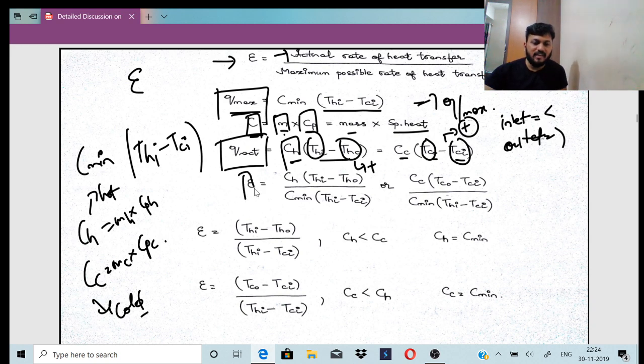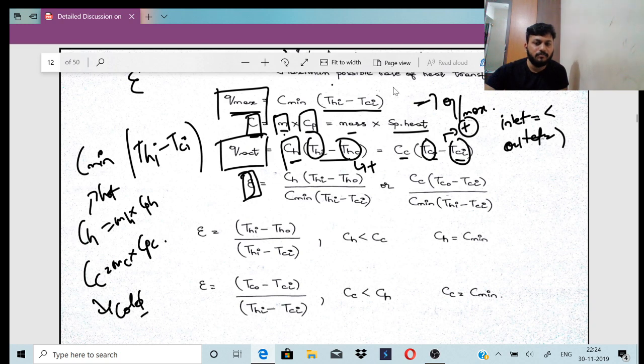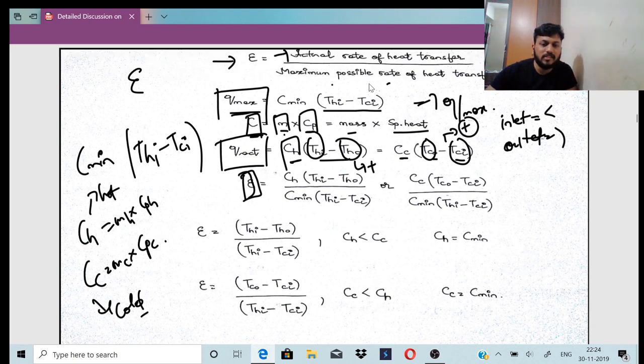So what is basically effectiveness? Effectiveness का formula क्या है? Actual rate by maximum possible rate. Okay, actual rate by maximum possible rate is the effectiveness का formula, है ना. Actual rate by maximum possible rate.